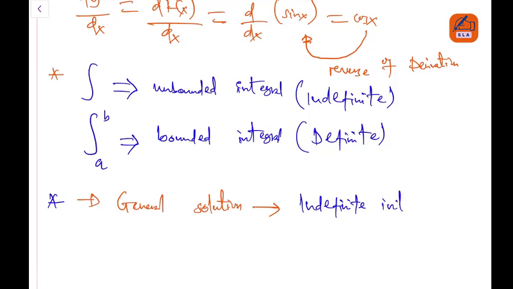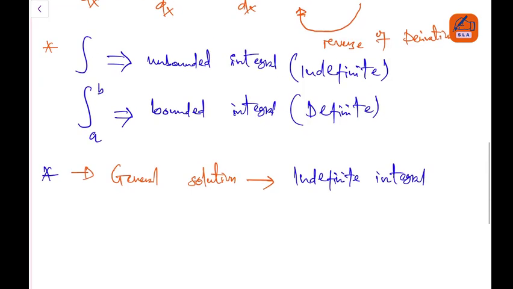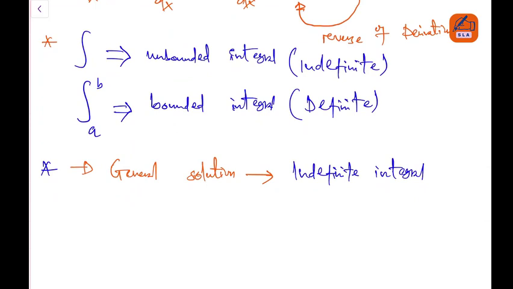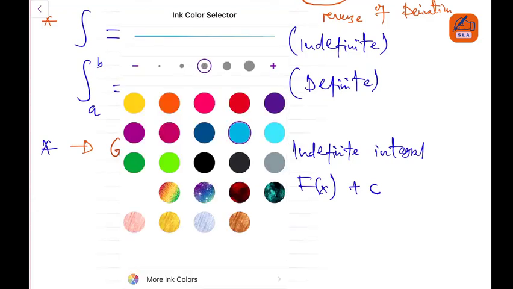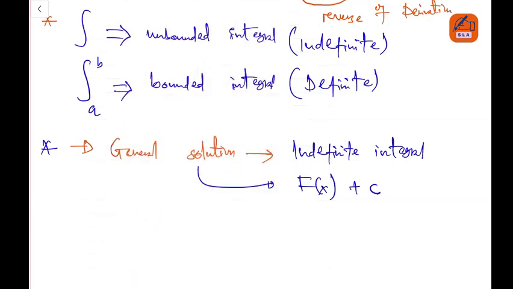Kwa hiyo general solution is a collection of all integrals, kwamba ziko almost infinity integrals with a certain constant. Kwa hiyo mwisho wa siku unapata jibu lako kwenye general solution inakuja in form of F(x) plus C, plus constant, ambapo hii constant inaweza ikawa any number. Kwa hiyo normally ukiintegrate indefinite integral unakuja unapata general solution.